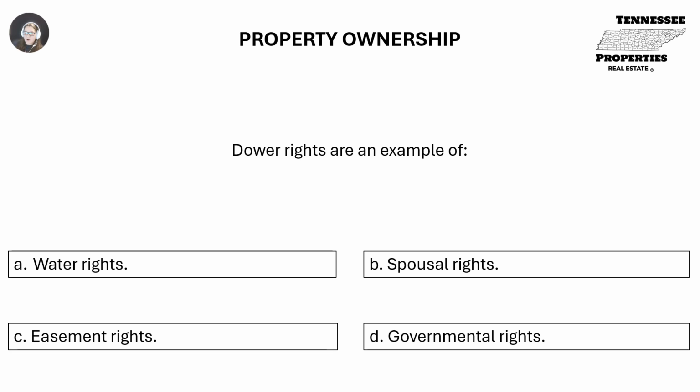Dower rights are an example of A. Water rights, B. Spousal rights, C. Easement rights, or D. Governmental rights. B. Spousal rights.